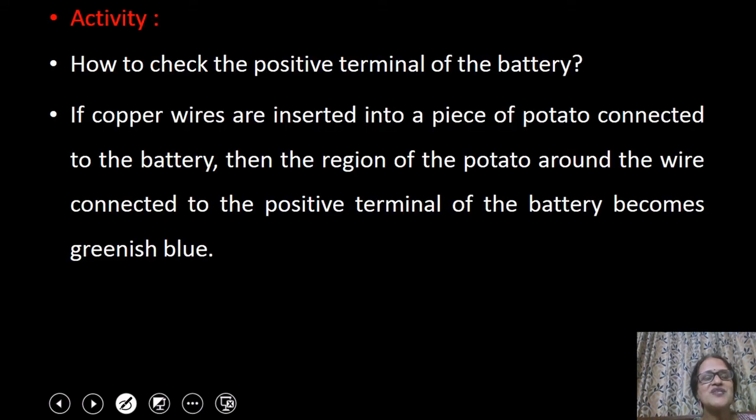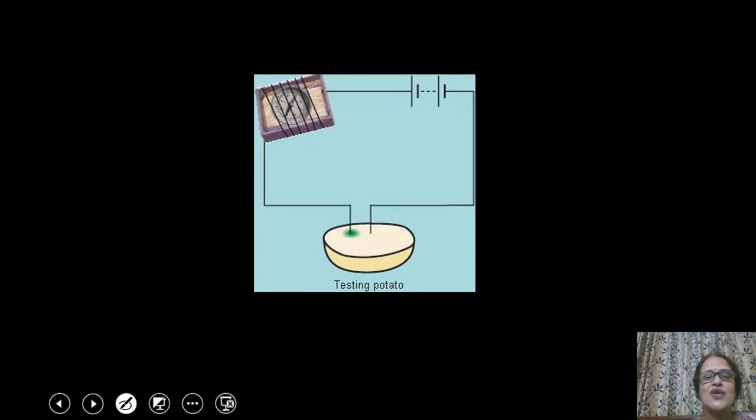So students, we are going to discuss another very interesting activity here. With the help of this activity, we can check the positive terminal of the battery. So what is this activity? With the help of this diagram, we can see we have taken a tester and we have taken a potato which is cut into two halves. One half of the potato is placed here, and in this potato, two ends of this tester have been inserted. Around half an hour later, you will find some greenish blue colored spot at one end of the tester.